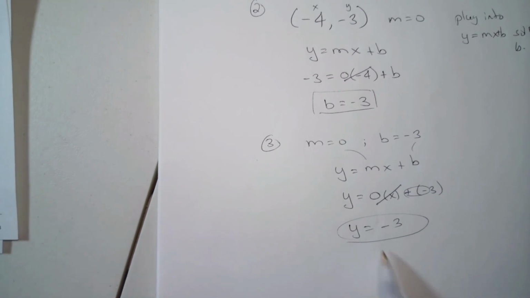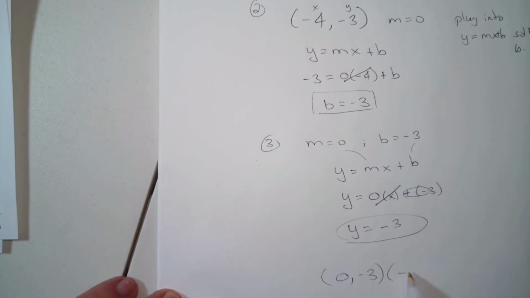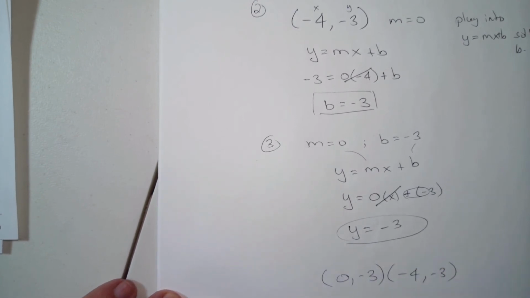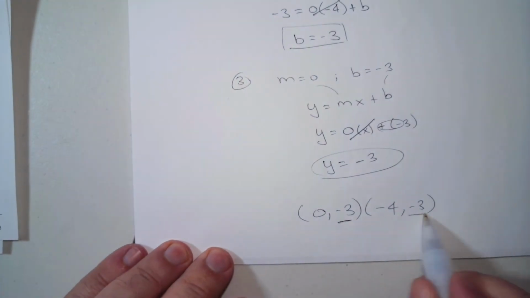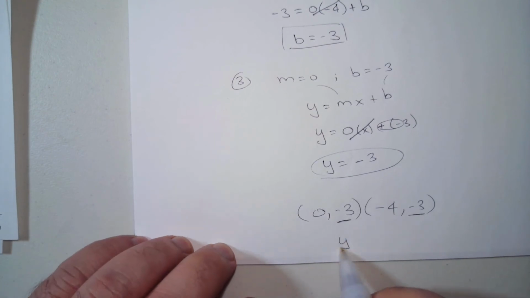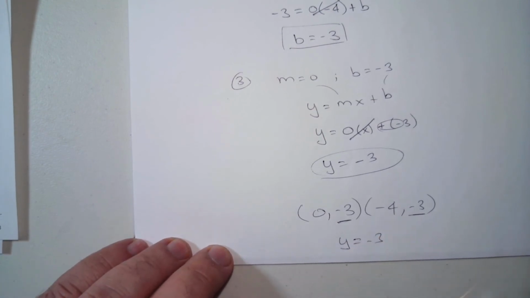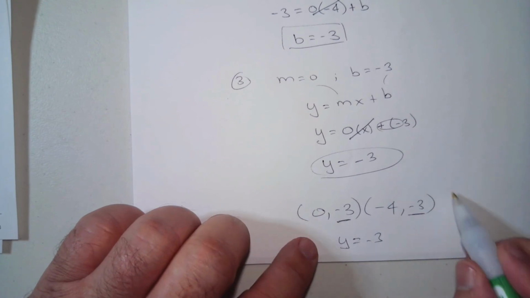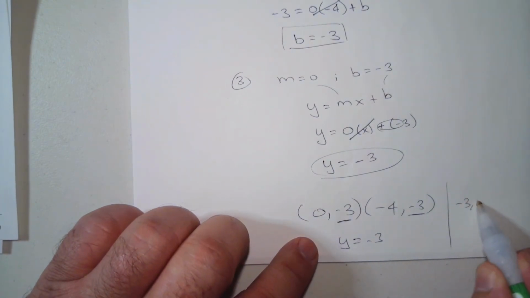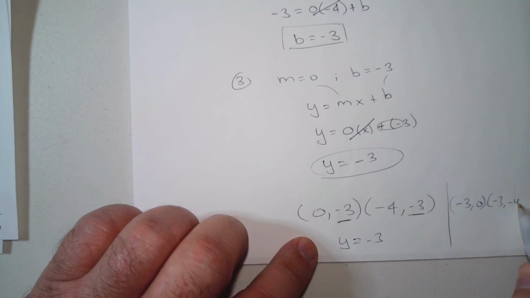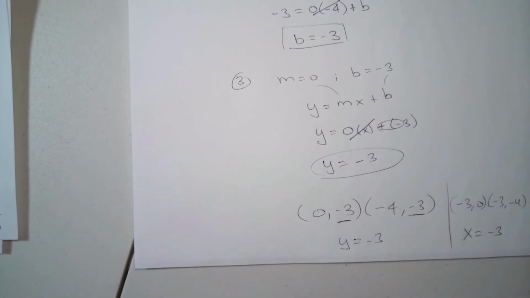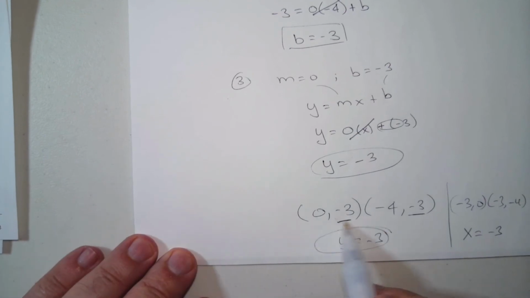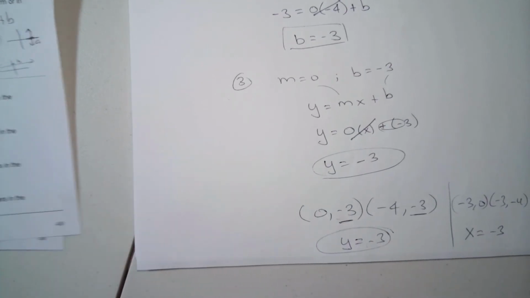Well, we kind of knew that was going to be it. Remember our original two points? If you notice that the y's are the same, then we know that has to be the answer. If the x's were the same, the answer would be x equals that number. So in this case, since we have that, that's the equation of our line.